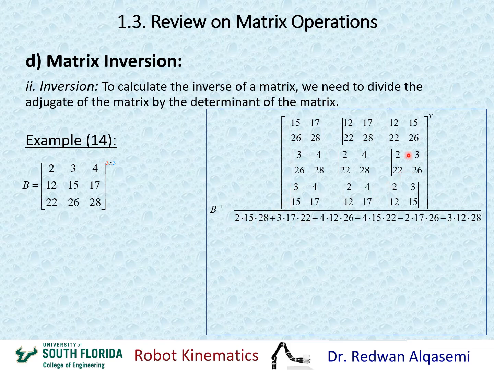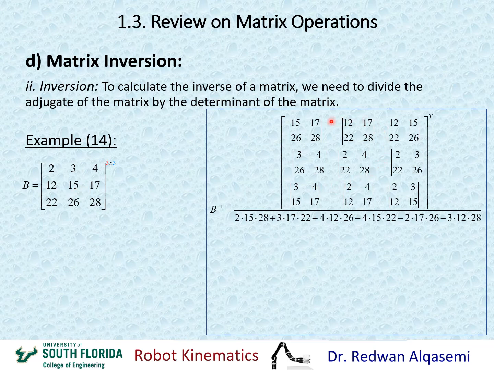The adjugate of matrix B is the transpose of the cofactor matrix of B. What you see here inside without the transpose is the cofactor matrix. Once I transpose the cofactor matrix, then I have the adjugate of the matrix. Then I divide this by the determinant of the matrix, and that would be my inverse. The determinant we already found here, and we have the steps of how to find it that we mentioned earlier.